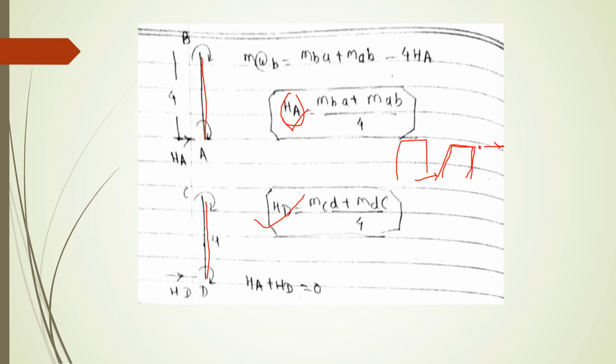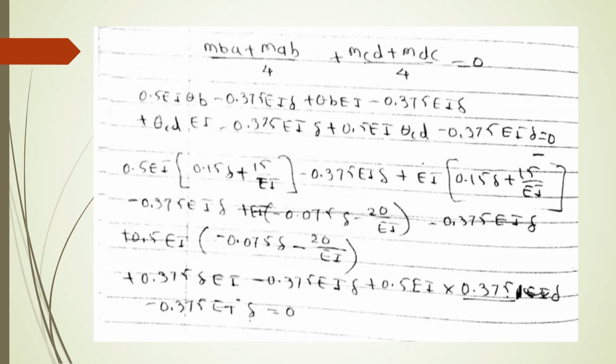By taking the moment at this particular joint B, we will have HA equals MBA plus MAB by 4, and HD equals MCD plus MDC by 4. And obviously HA plus HD should be equal to 0, meaning they should be equal in quantity and opposite. So by applying that equation, we will have the equation which contains the unknown delta. So finally, by solving the equations simultaneously, we got the value of deflection, delta.